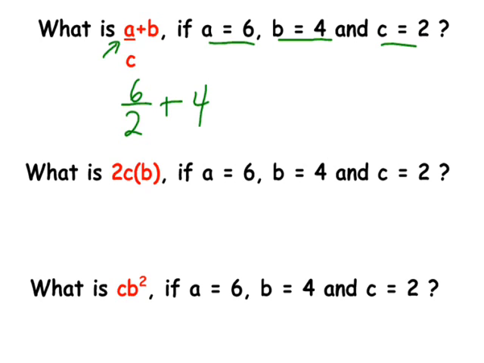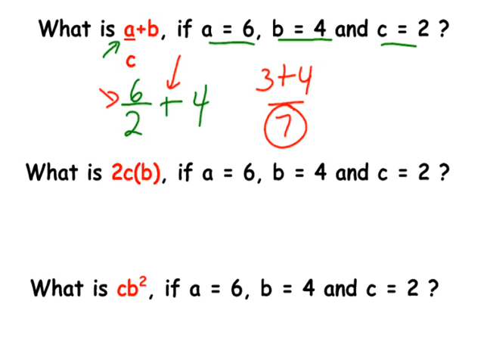So here, remembering order of operations, we have a choice of either doing division first or addition. We're going to do the division first. So 6 divided by 2 would be 3. I'm going to write it over here. And then we would just do 3 plus 4. And that would be 7.